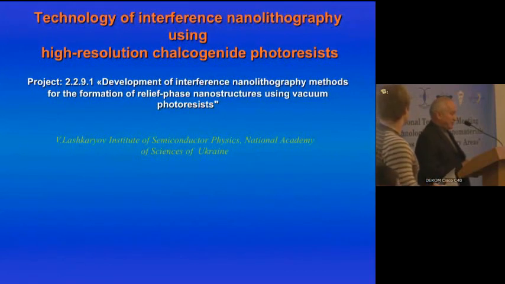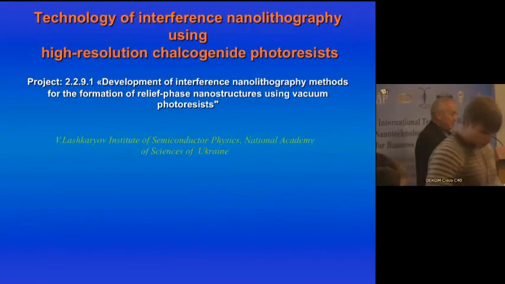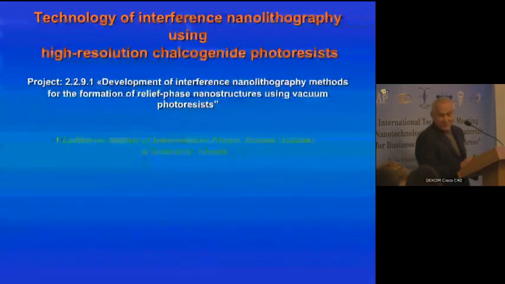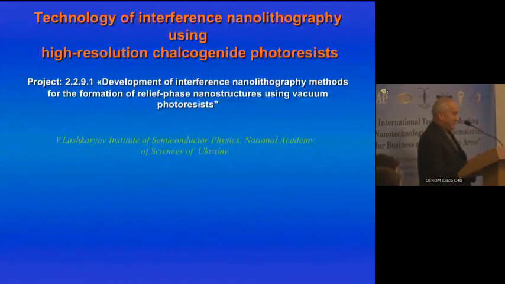Nanolithography for high-resistant chalcogenide photoresistors. Nanolithography is the basic technology for micro and optoelectronics and photonics for many years. In recent years, due to a switch to nanometer sizes, a very important role is played by new nanolithographic processes, nano printing, interference lithography, and other methodologies. So I will try to be as concise as possible.